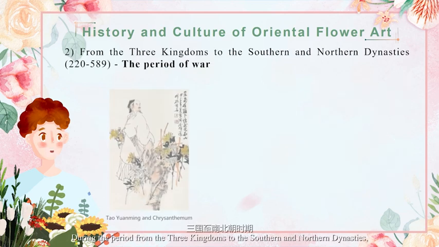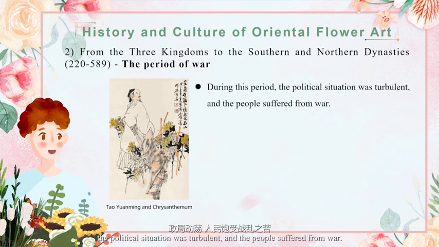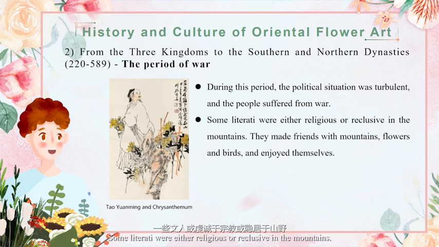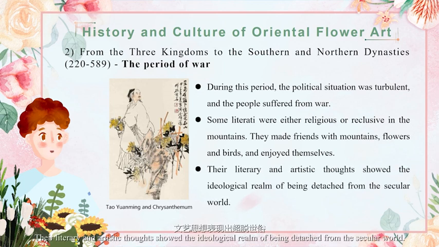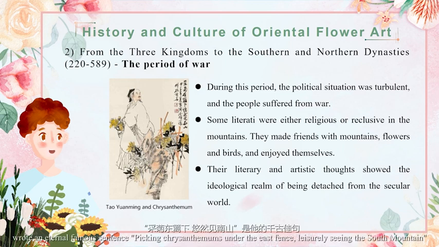During the period from the Three Kingdoms to the Southern and Northern Dynasties, the political situation was turbulent, and the people suffered from war. Some literati were either religious or reclusive in the mountains. They made friends with mountains, flowers and birds, and enjoyed themselves. Their literary and artistic thoughts showed the ideological realm of being detached from the secular world. Tao Yuanming, a famous poet in this period, wrote an eternal famous sentence, picking chrysanthemums under the east fence, leisurely seeing the south mountain.